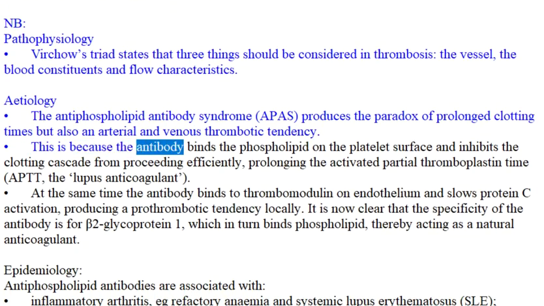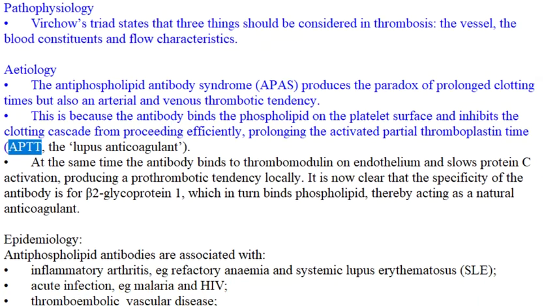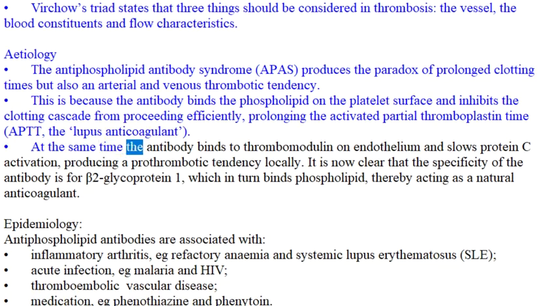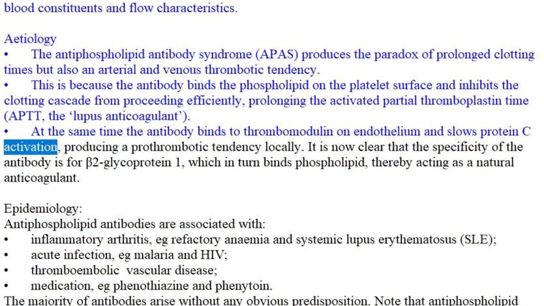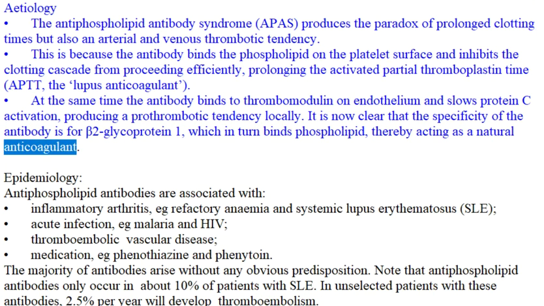This is because the antibody binds the phospholipid on the platelet surface and inhibits the clotting cascade from proceeding efficiently, prolonging the activated partial thromboplastin time, APTT, the lupus anticoagulant. At the same time, the antibody binds to thrombomodulin on endothelium and slows protein C activation, producing a prothrombotic tendency locally. It is now clear that the specificity of the antibody is for beta-2-glycoprotein 1, which in turn binds phospholipid, thereby acting as a natural anticoagulant.